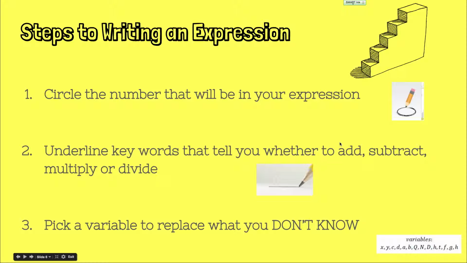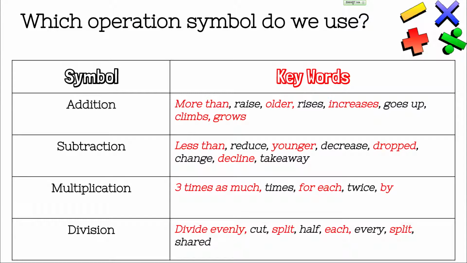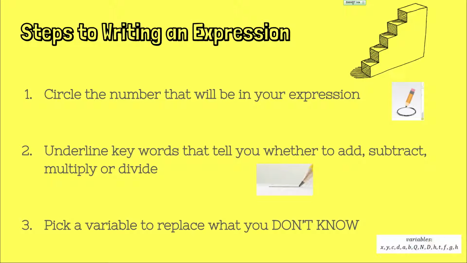Okay, so there's a few steps we'd like you to follow when writing an algebraic expression. The first step is to circle the number that will be in your expression. Next, underline keywords. Those are the keywords that Miss Maynard just told us about that you're going to find in the number story that you read. And then last, pick a variable to replace what you don't know.